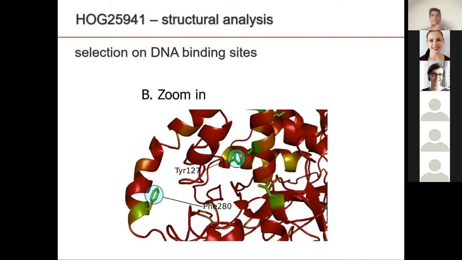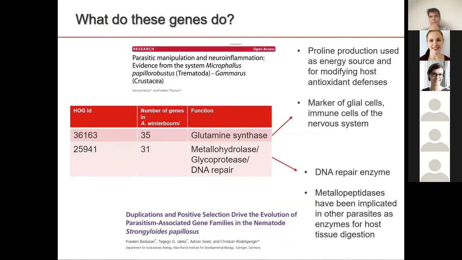But you might still be wondering how these families might be contributing to adaptation to parasitism. Is there any underlying literature background that shows that these genes might be involved in any functions? So yes, there is. The first family, glutamine synthase.